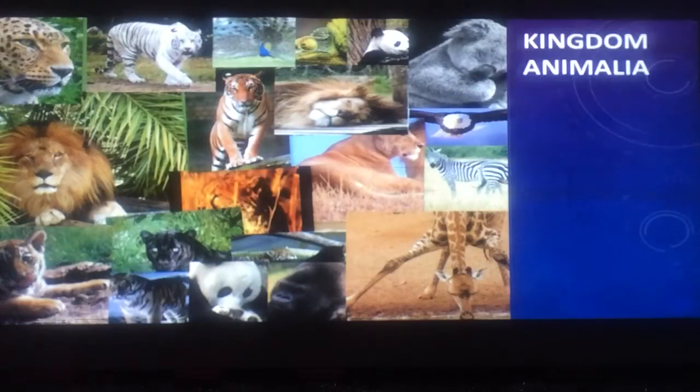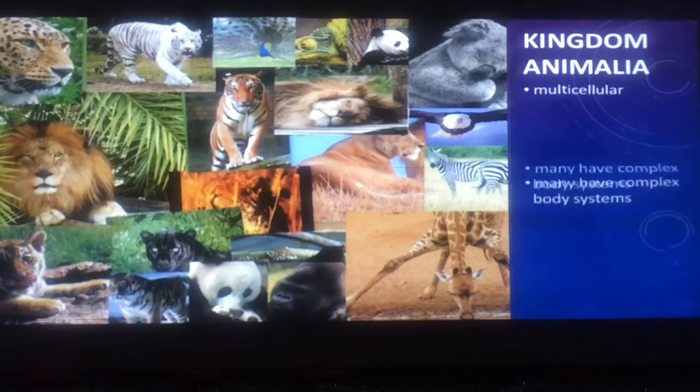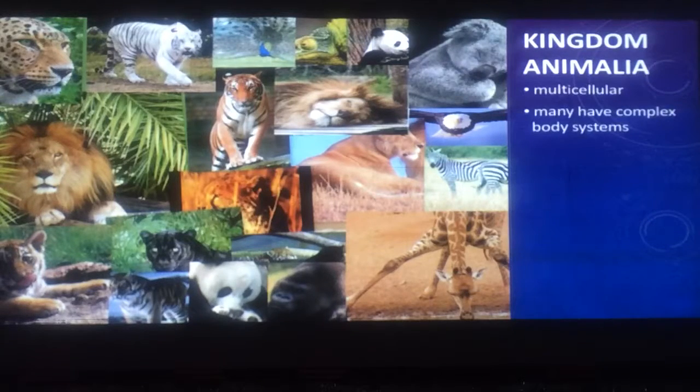The last one is kingdom Animalia. The root word is animal, of course. You can see all these different animals in the picture: the lions, tigers, panda bears, monkeys, giraffes. All of these organisms are multicellular. They're very complicated organisms. They have many complex body systems.